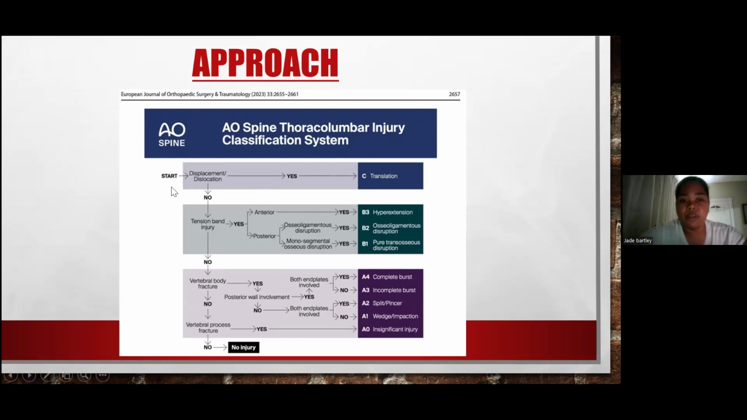If no, then you would move down the algorithm looking for a type B. So whether there is tension band involvement, if so, is it just osseous? Is it osteoligamentous? Is it affecting only the posterior tension band? And then that will tell whether or not it's a B3, B2, or B1. And then if the tension band is intact, then the least severe would be your type A. And then you have to further identify, is this an A4 versus an A3, or is this an A2? Because then A3, A4, depending on other factors, would warrant surgical intervention. And so that algorithm was proposed.